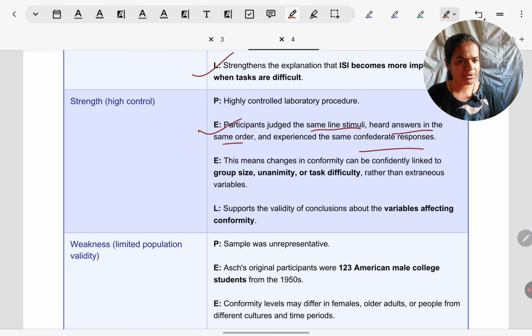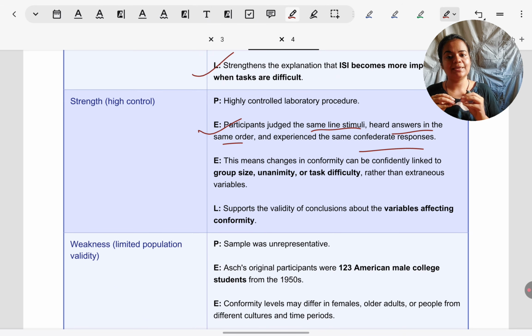Only one participant would come to the lab at a time. So supposing all others are saying C is the right answer. When the next participant comes to the lab, even they get to see the majority saying C is the right answer. Same with the third participant. So all these things were kept the same across trials and across participants.